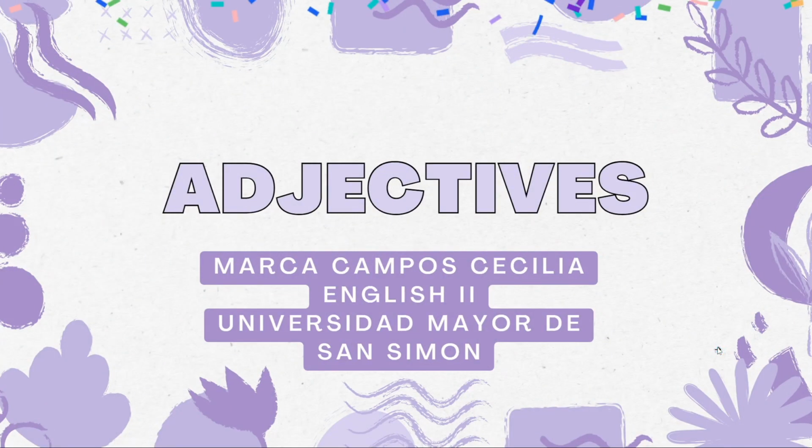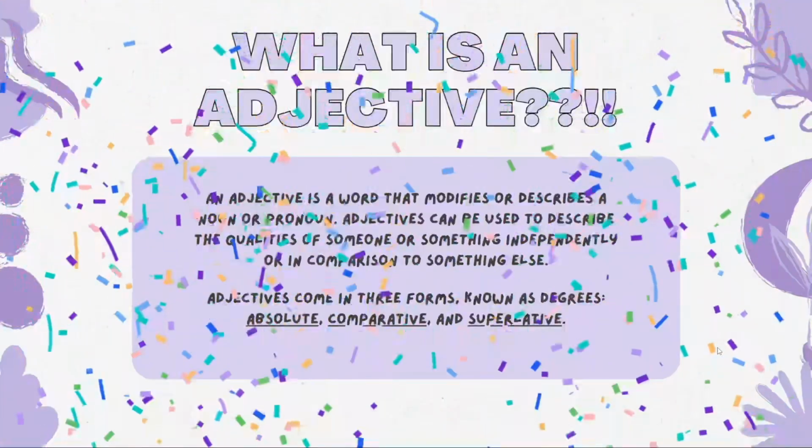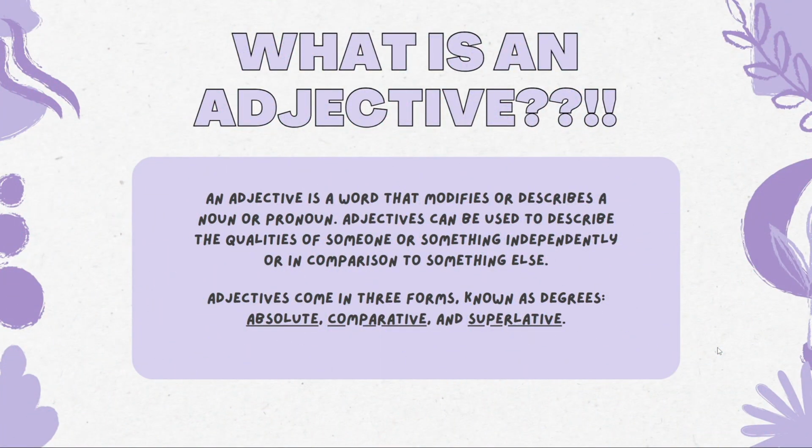So, adjectives. Let's start. What is an adjective? An adjective is a word that modifies or describes a noun or pronoun. Let's keep that in mind. These adjectives can be used to describe the qualities of someone or something, independently or in comparison to something else. Adjectives come in three forms: absolute, comparative, and superlative.